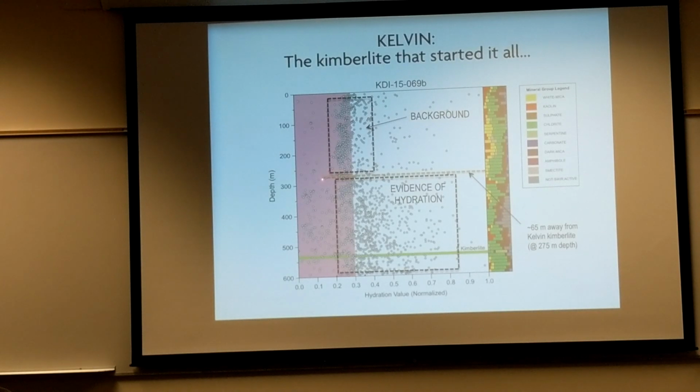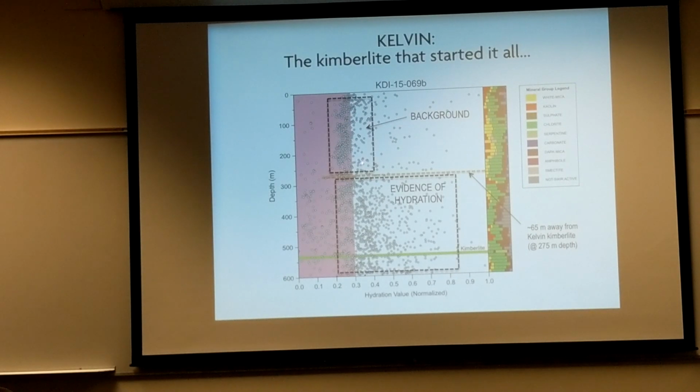Away from the kimberlite, at this marker here, which occurs 65 meters away from the kimberlite, you start to have a change in how the data are showing up. They're plotting more in this hydrated field. There's still data plotting in the dehydrated, or background, field, but a lot more data are plotting in this hydrated field.